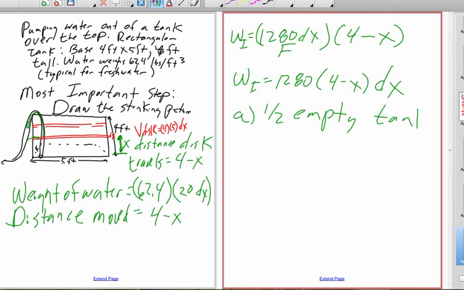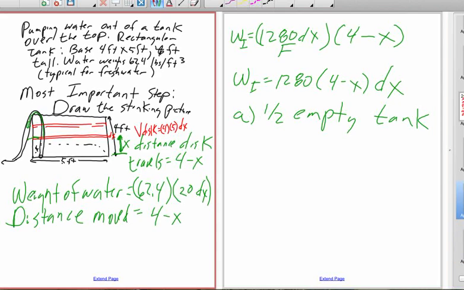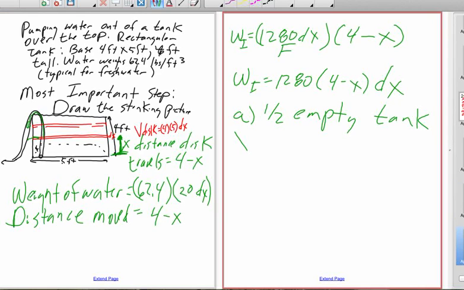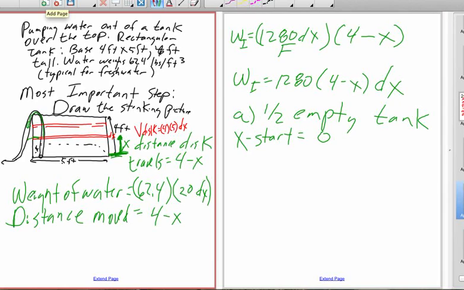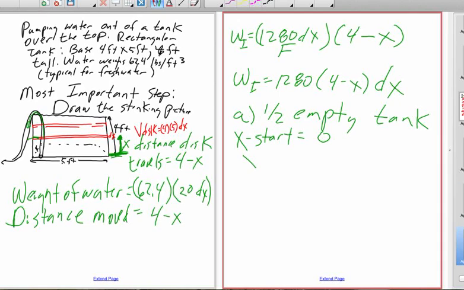Now remember, we're integrating from this distance up to my disc. So when I start off, x when I start is going to be 0 feet. All right? In other words, I start with everything at the bottom. And then x at the end, if I'm going to half empty this, is going to be at 2 feet.